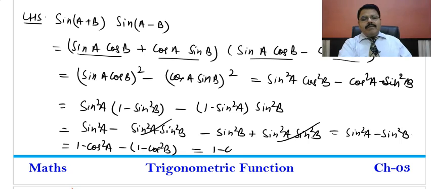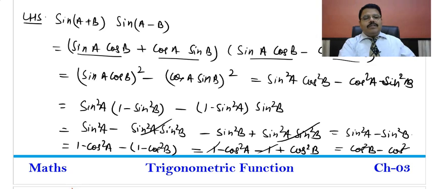तो ये क्या हो जाएगा 1 minus cos square a minus 1 plus cos square b. अब ये 1 से 1 कैंसिल हो जाएगा, तो हो जाएगा cos square b minus cos square a, जो हमें प्रूफ करना था. तो इस तरीके से हम इनको भी प्रूफ कर सकते हैं. आई होप आपको ये बात समझ में आ गई होगी, है ना.